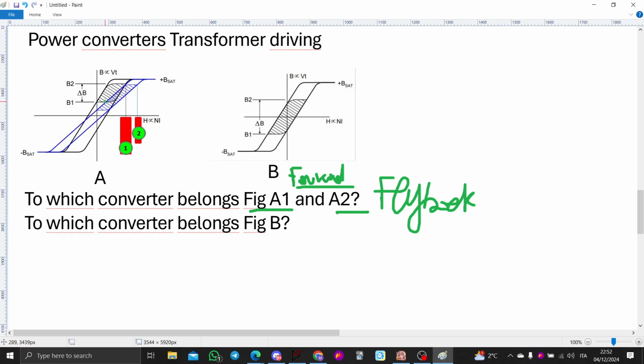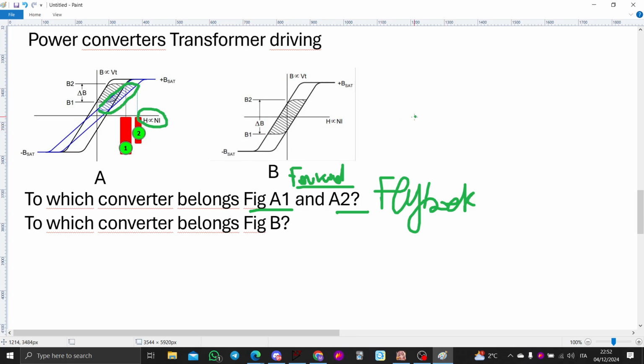So the first is not air gap, and the second is with the air gap because you have the increased area to store and increase also the saturation. You have increased the current for the saturation.